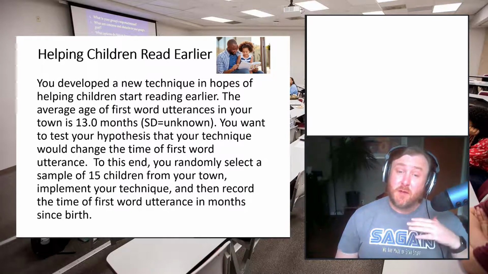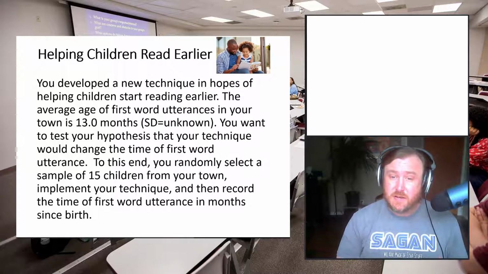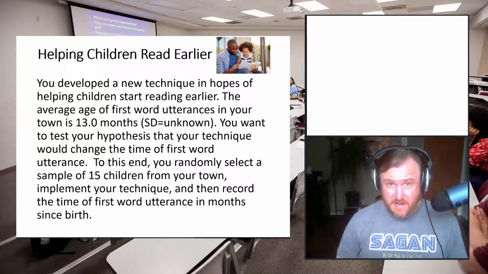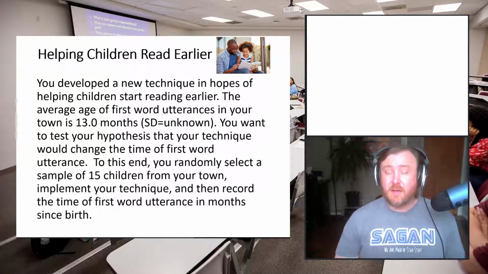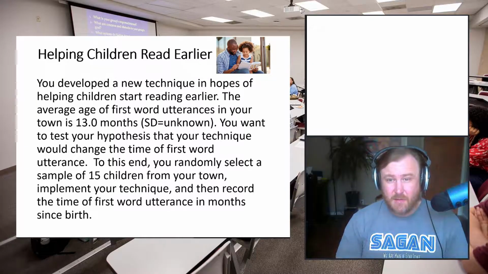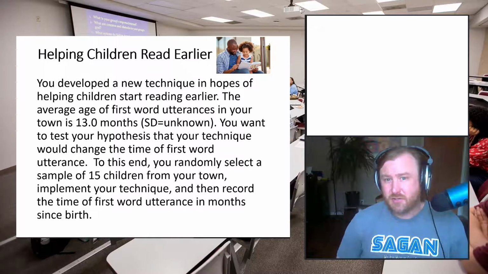If you were given the population standard deviation, then you would conduct a one-sample z-test. But since it's unknown, we have to estimate it, and we estimate it with the standard deviation of our sample.